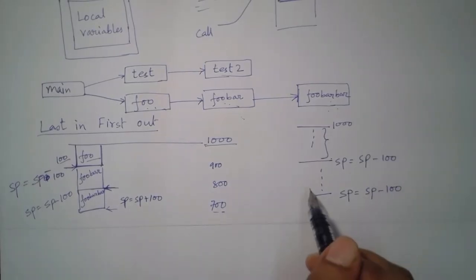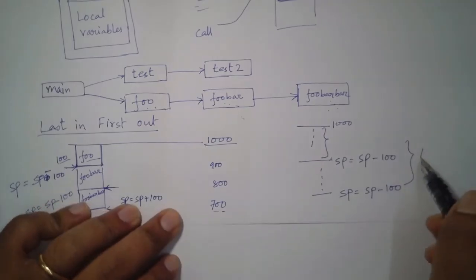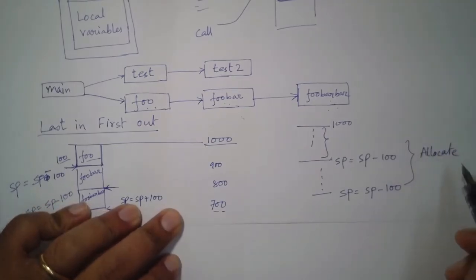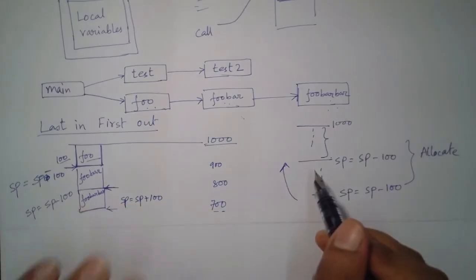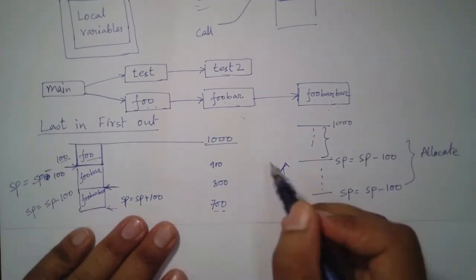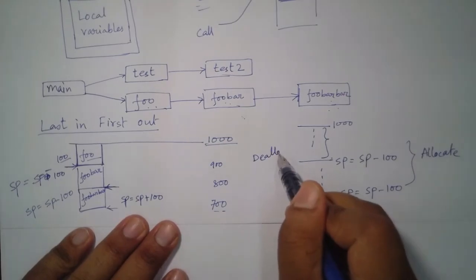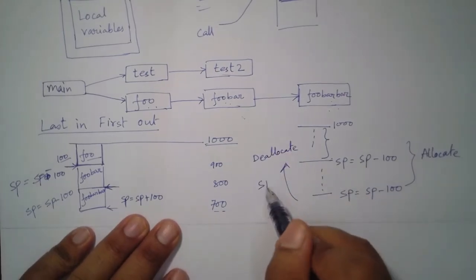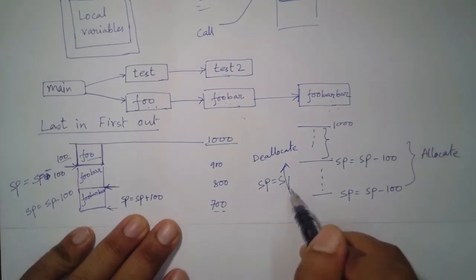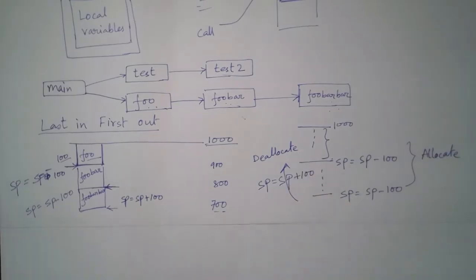And for reclaiming, so basically this is allocation, and for reclaiming I will just keep on adding, or deallocating. So basically you will be updating your stack pointer by this many locations. So you can allocate and deallocate very easily using the stack pointer.